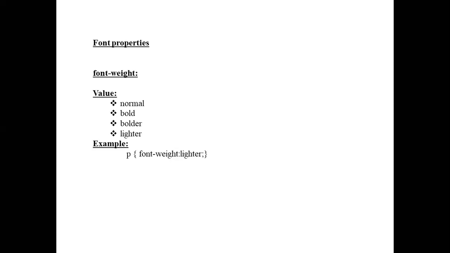Next, bold: it defines thick characters. Next, bolder: it defines thicker characters. So bold is thick, and bolder is thicker. Next, lighter: it defines lighter characters. Here is an example: p property font-weight and the value is lighter. That means it defines lighter characters. So this is the font-weight property, the values in the font-weight property, and an example of the font-weight property.